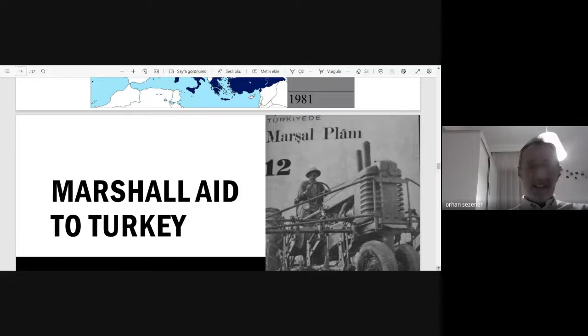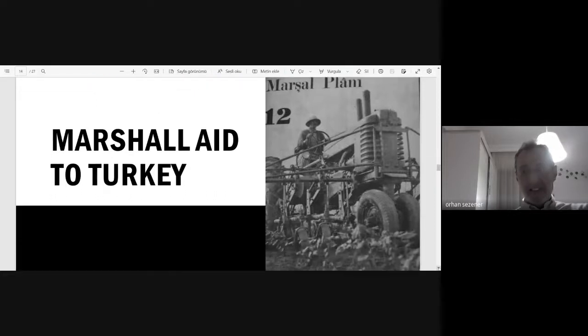And agricultural reforms, which started slightly earlier in Turkey, gained acceleration with the coming of Marshall Aid, in this case in the shape of modern machinery and tractors sent from the US to Turkish farmers.